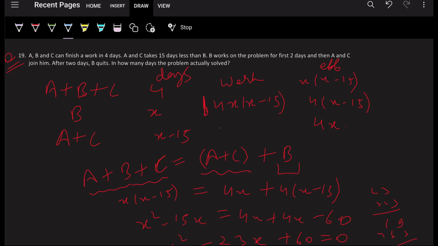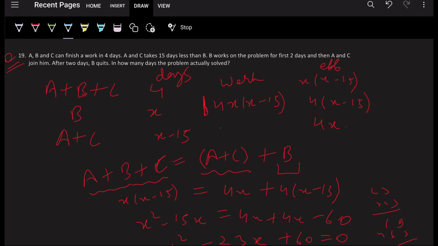So we will create the table now. A plus B plus C, it is given 4 days, and A plus C takes 15 days less than B. So if B takes X days, then A plus C will take X minus 15 days. Now the total work will be what? We will take LCM of these days. So for taking the LCM, we will multiply all these 3 units. Okay, no problem. So 4x into X minus 15 is our work now.